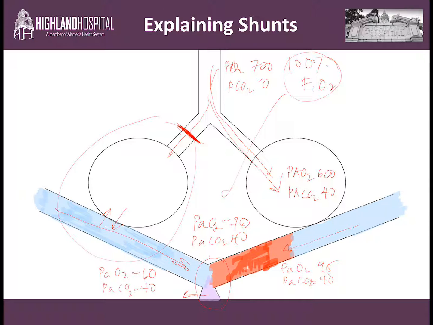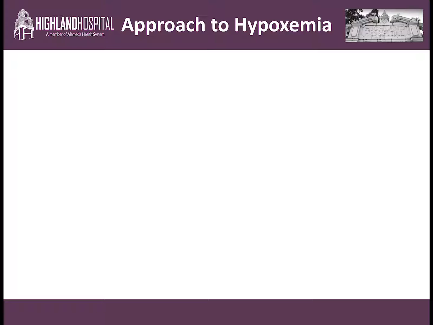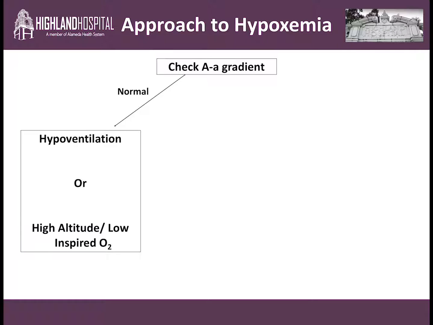Since this is a very brief discussion, I'll come back to my general and final approach. First ask yourself, is there an AA gradient when I think about mechanisms of hypoxemia? If it's normal, then I want to think about hypoventilation. Remember drugs, think narcotics, think CNS disorders, and think obesity. Or think high altitude or low inspired O2. Then if it's elevated, I want to think about my other mechanisms.